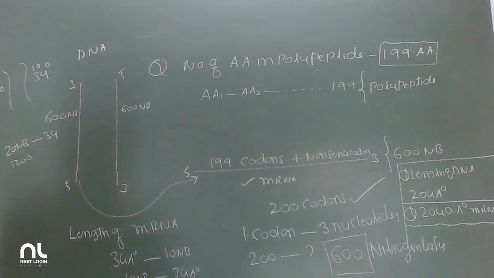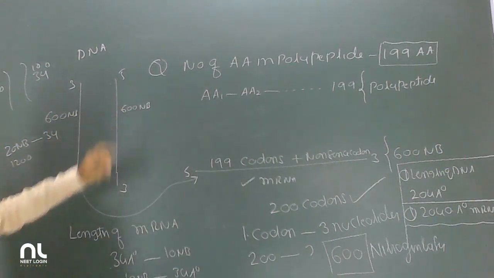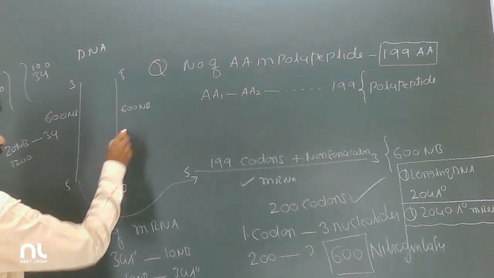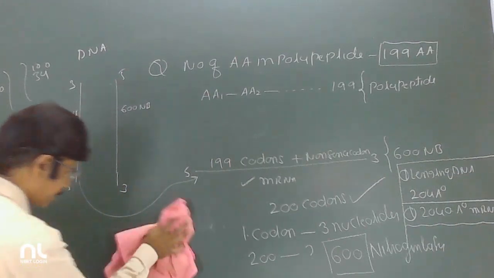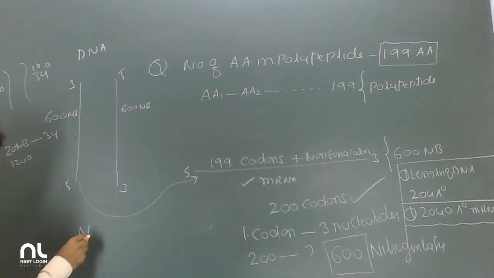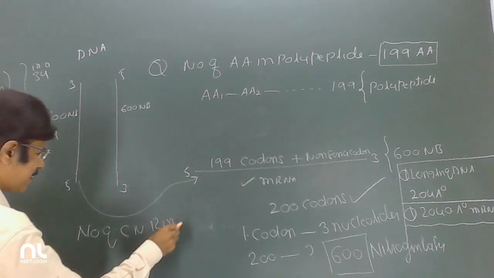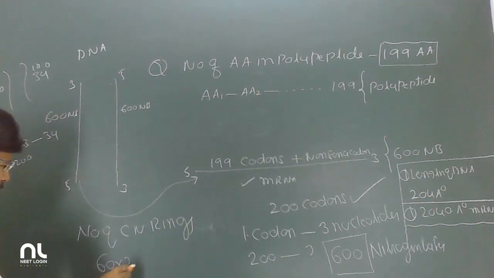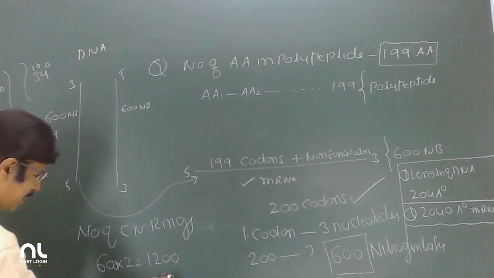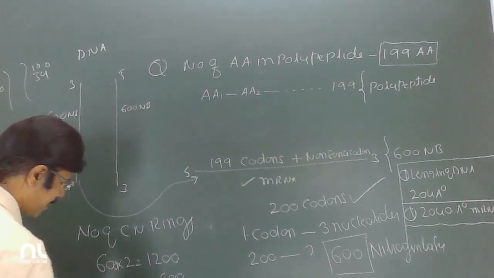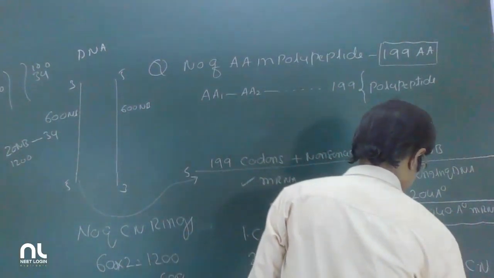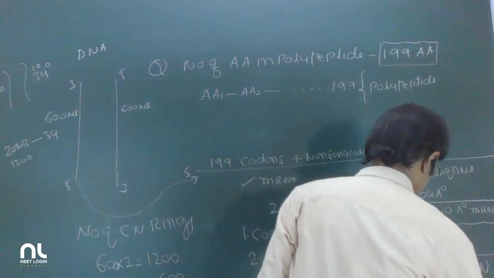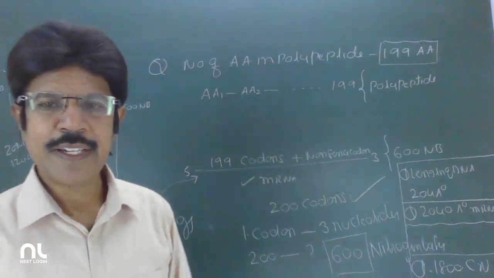Okay, the second question: how many carbon nitrogen rings? 600 purines, 600 pyrimidines. So the next question is the number of CN rings. 600 into 2, 1200. 600 into 1, 600. Total 1800 carbon nitrogen rings. Is it okay?